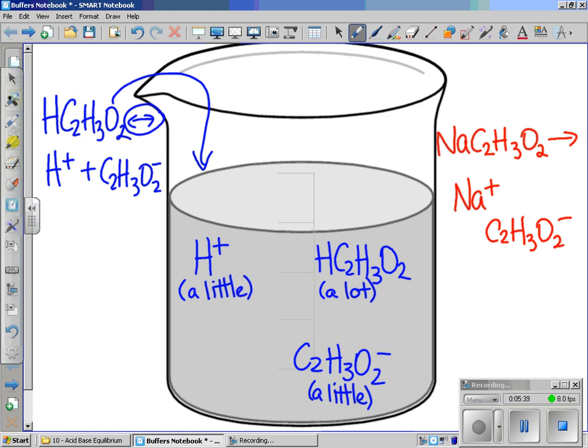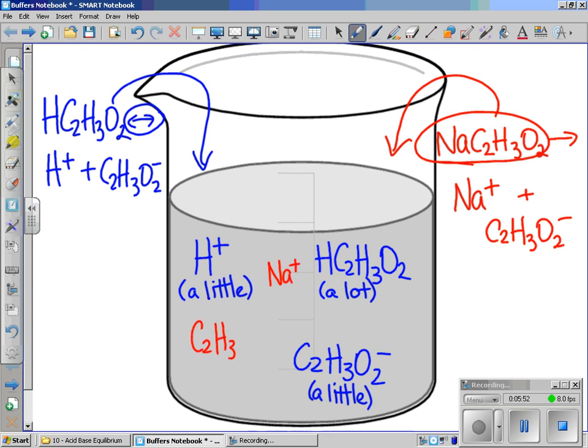Salts completely break up. Now, what's going to happen here, if I show this in the beaker, is I'm not going to show any whole molecules, because we said it's going to completely break up. So I'm going to show Na pluses in my beaker, and then I'm going to show C2H3O2 minuses in my beaker. Now, just like before, if we use terms like a lot and a little, this completely broke up. So we're going to have a lot of Na plus, and we're going to have a lot of C2H3O2 minus. So this is what it looks like in the beaker.